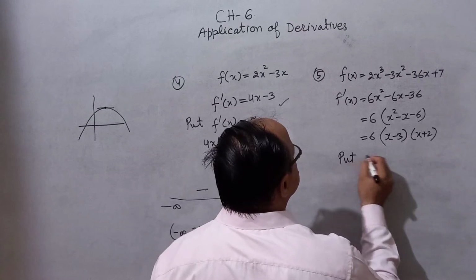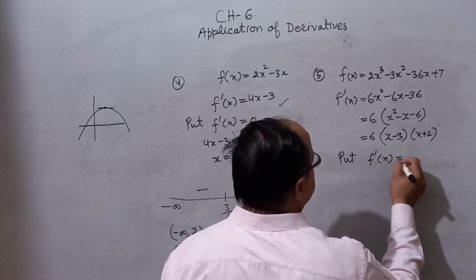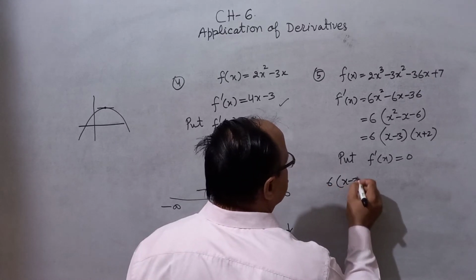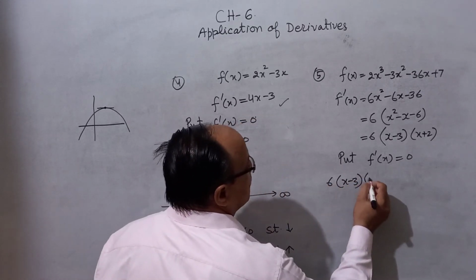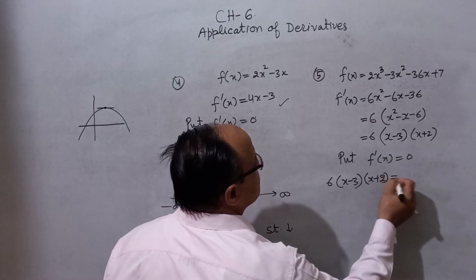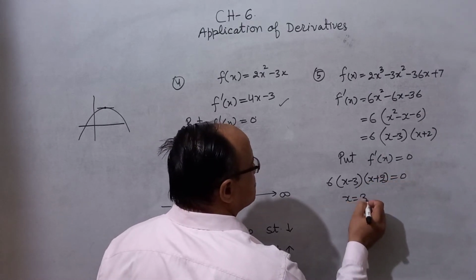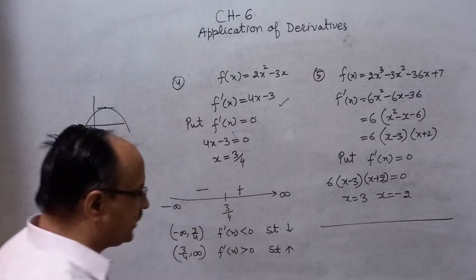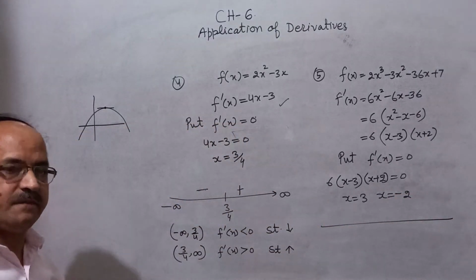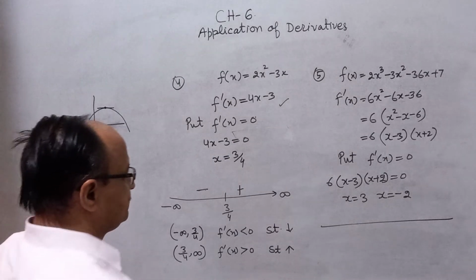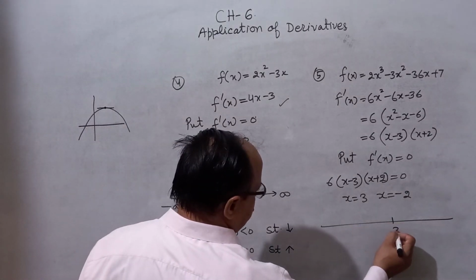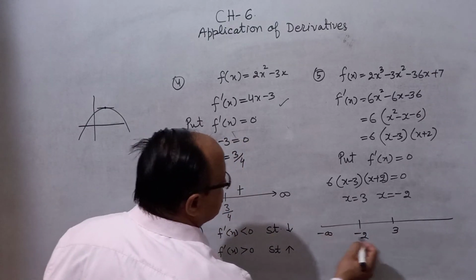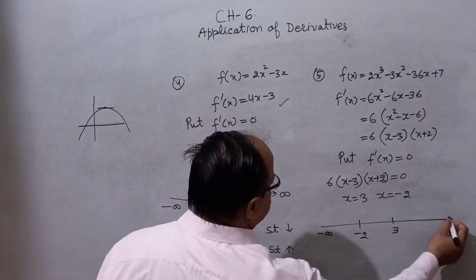Now put f dash x is equal to 0. Therefore 6 times x minus 3 and x plus 2 is equal to 0. Therefore x is equal to 3 and x is equal to minus 2. There are two critical points, that is 3 and minus 2. This is minus infinity and this is plus infinity.